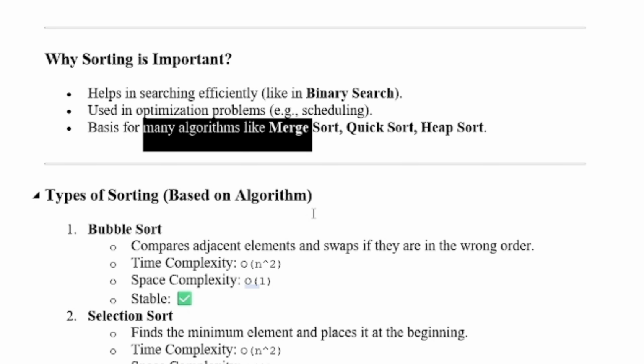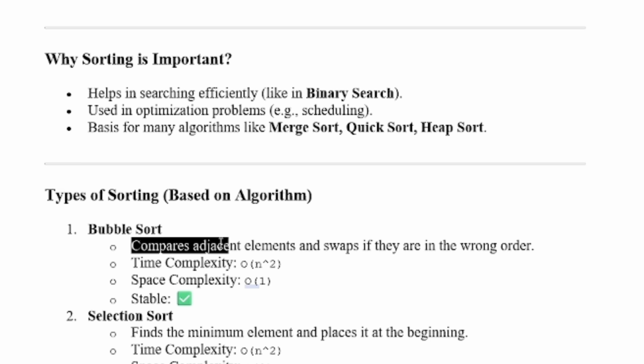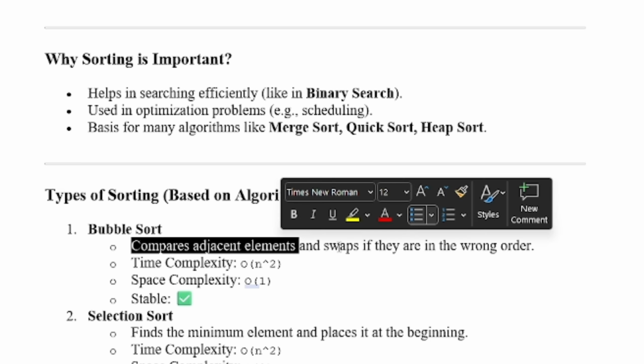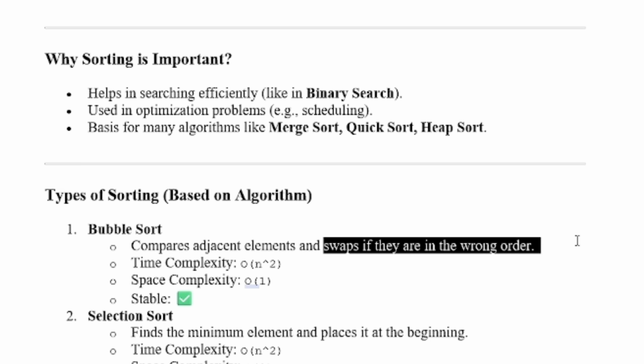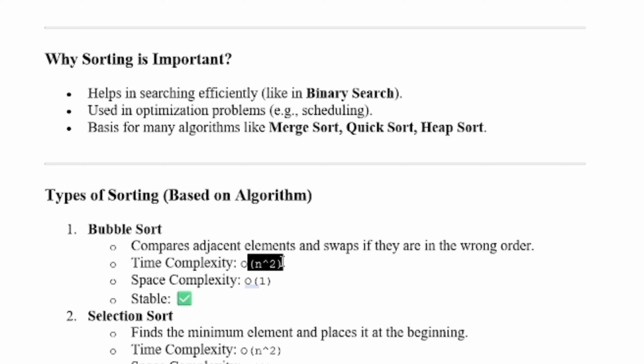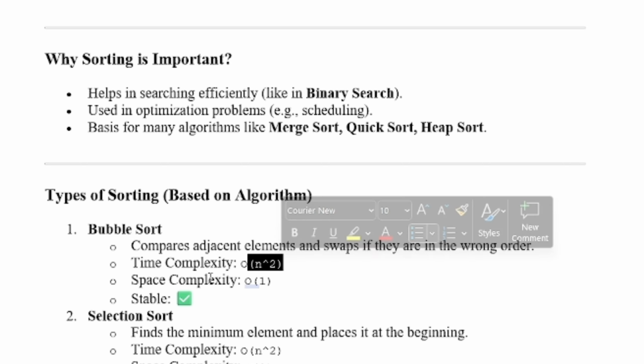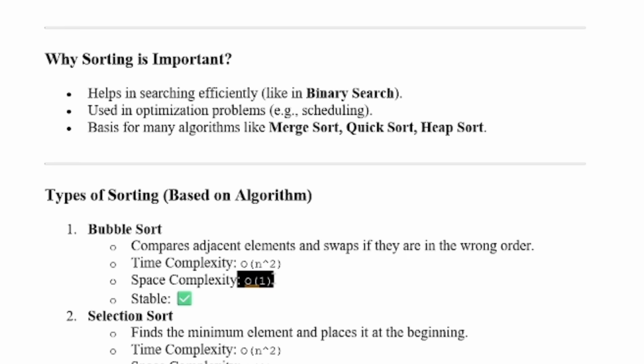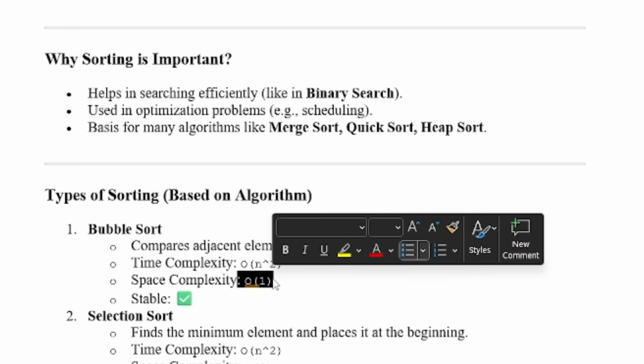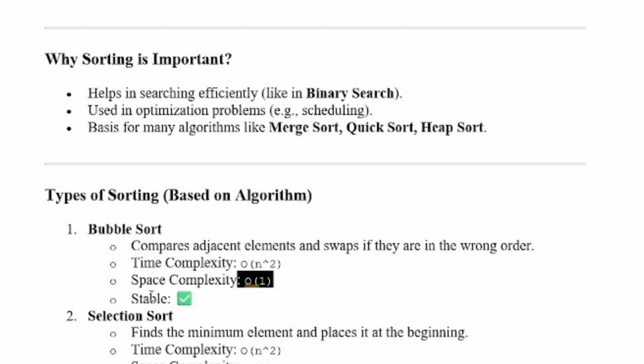Now we discuss the types of sorting based on the algorithm. The first one is bubble sort. In bubble sort, we compare adjacent elements and swap if they are in the wrong order. Time complexity for bubble sort is O(n^2), and space complexity is O(1), that is constant space. And this is a stable algorithm.